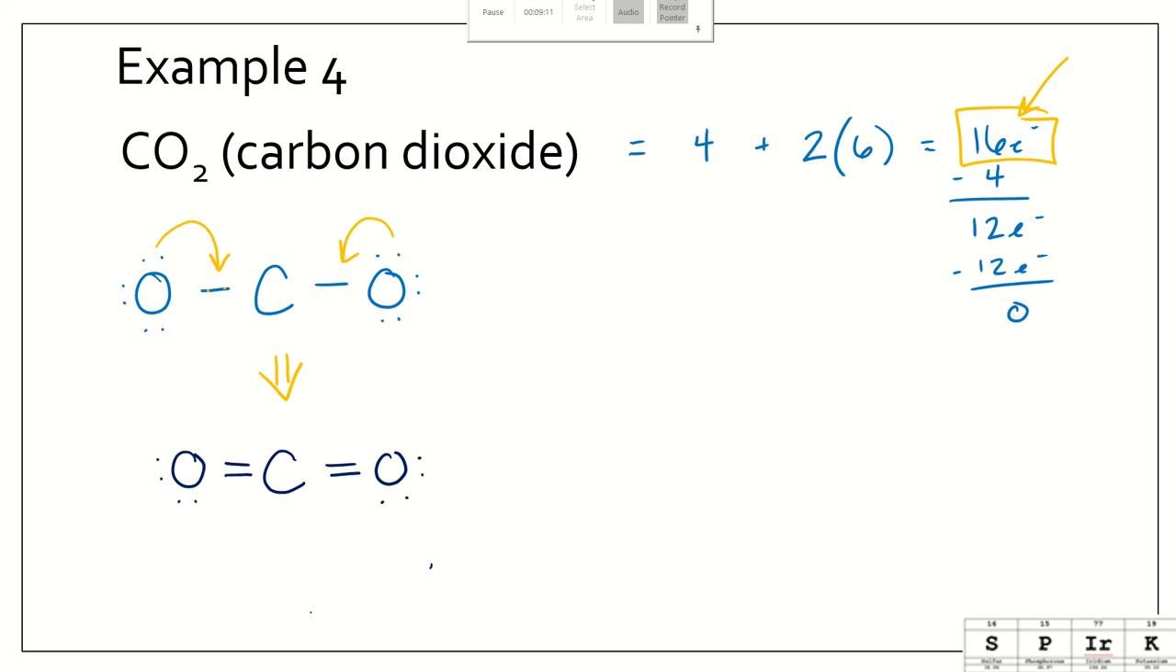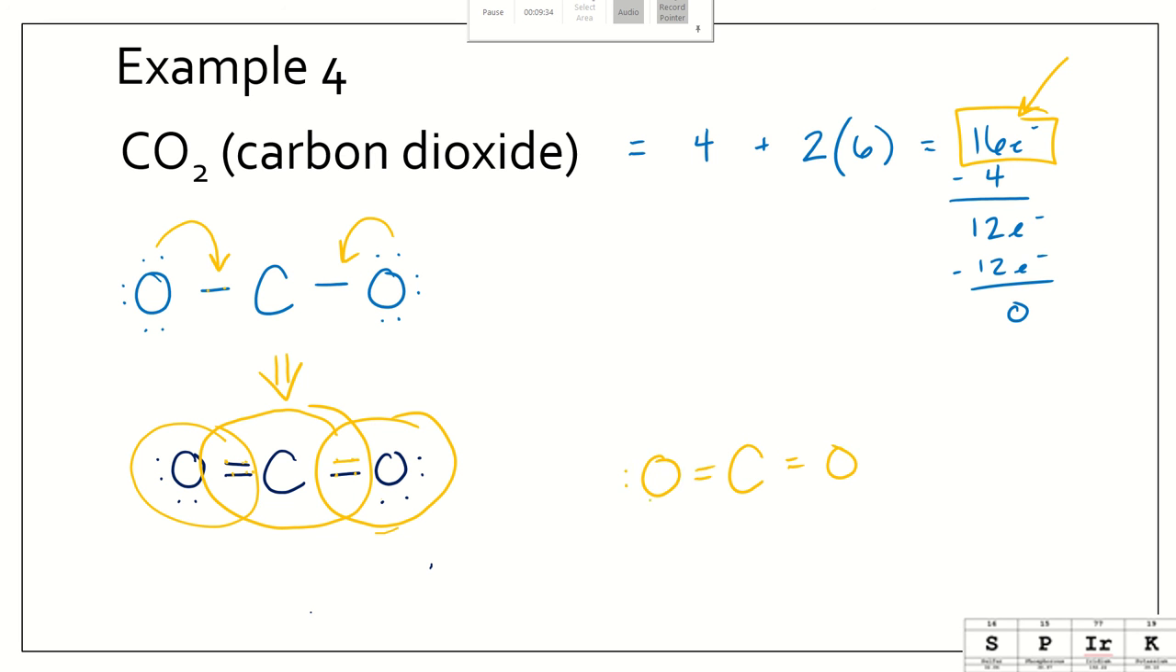And now let's check our octet. My oxygen has 1, 2, 3, 4, 5, 6, 7, 8. This oxygen has 1, 2. Let's fix that. 1, 2, 3, 4, 5, 6, 7, 8. And the carbon here, 1, 2, 3, 4, 5, 6, 7, 8. Everybody is happy for a Lewis diagram that looks like this.